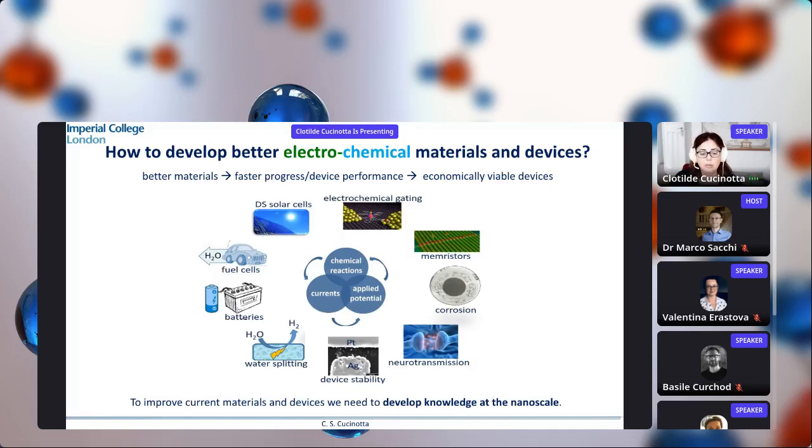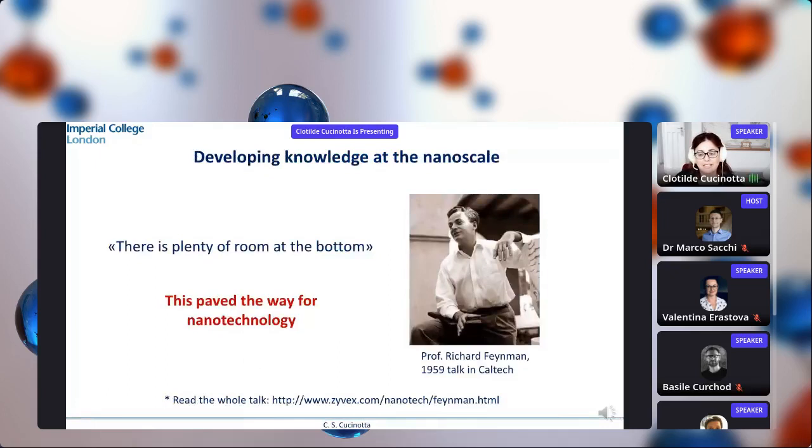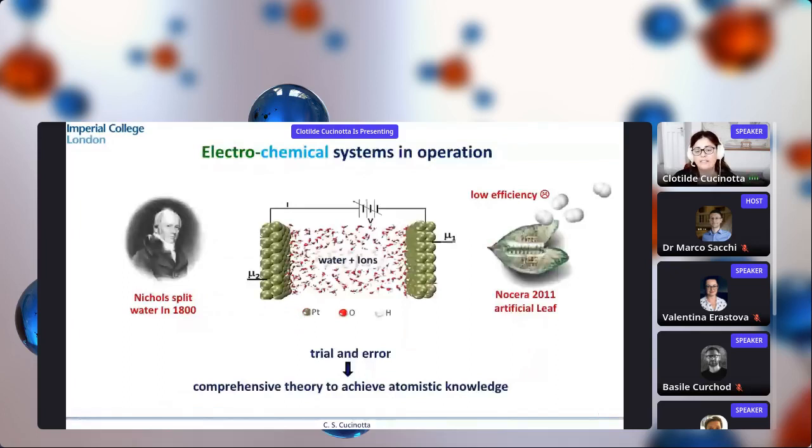So, in order to enable better devices, we need to develop knowledge at the nanoscale, as Richard Feynman already anticipated in 1959, paving the way for the field of nanotechnology. Let's think about this artificial leaf, for instance, a device that we have now developed and that is able to produce hydrogen by exposure of the leaf to the sun. Essentially, this device could really enable a hydrogen-based economy. However, after more than 200 years since it was developed for the first time, we still did not achieve an efficiency which makes this device interesting for commercial applications.